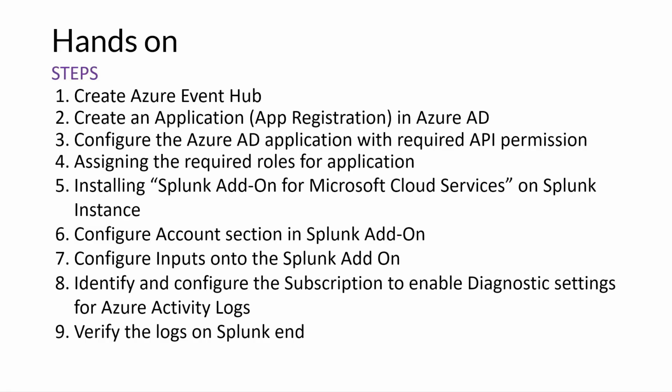Okay, so now let's see what all steps we need to do to perform this integration, right? So first you have to create an Azure Event Hub. Secondly, you have to create an application in Azure AD. There's a section called app registration in the Azure Active Directory where you will get a chance to create an app. And then you are going to configure the Azure AD application with required API permissions so that the application that you have created can go and pull the required logs from the respective resource from where you want to pull the data. Next, you have to assign the required roles for the application.